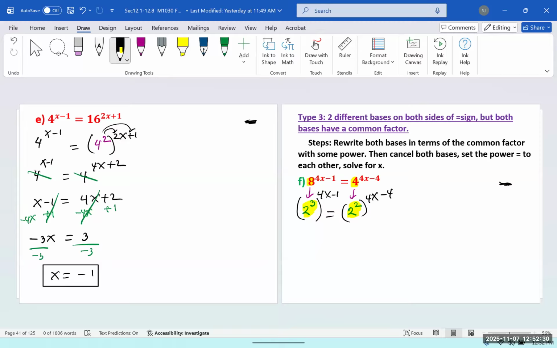We're going to distribute the powers to the bases. So 2 to the power 3 times 4 is 12x, distribute minus 3, equals, and we distribute again. So we get 2 times 4, 8x minus 8.